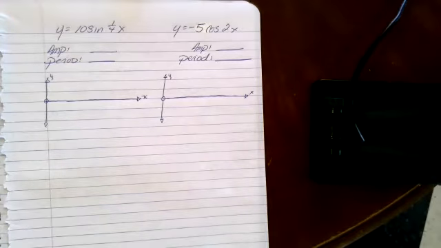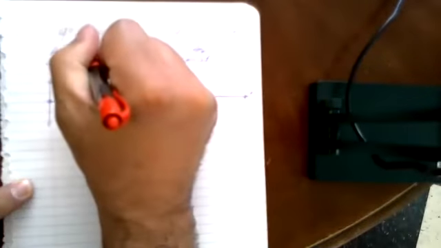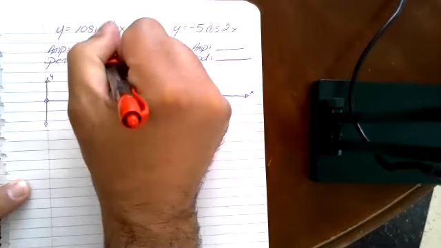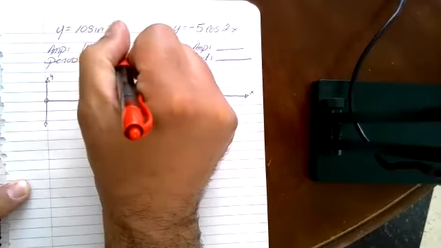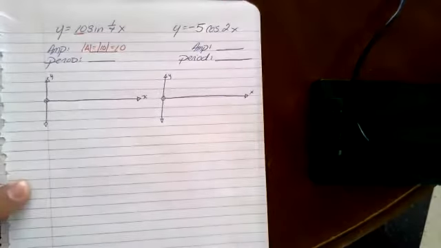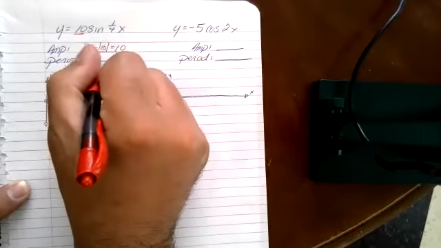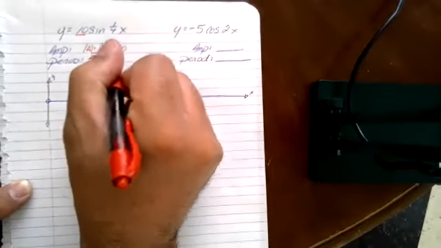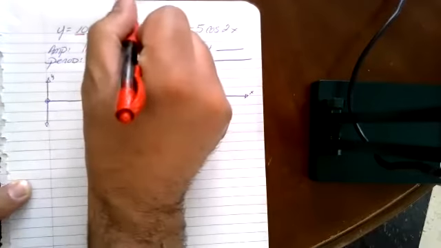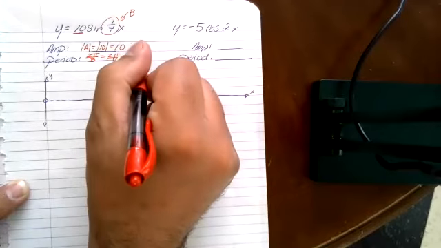So this is what my setup would look like. My amplitude I know is the absolute value of A, which would be the absolute value of 10, which would be equal to 10. And my period I know is 2 pi over B. So that's going to be 2 pi over 1/4, which is 8 pi.